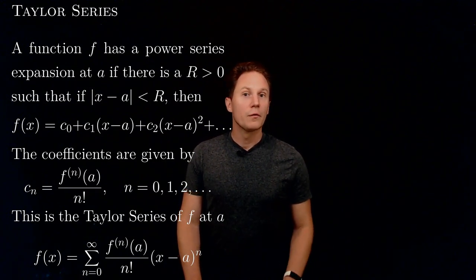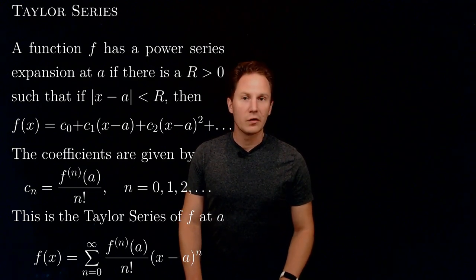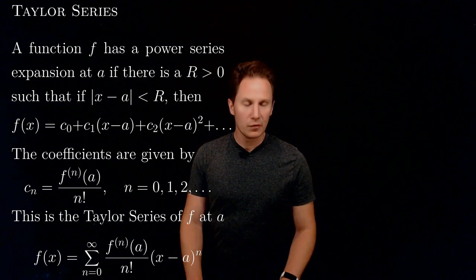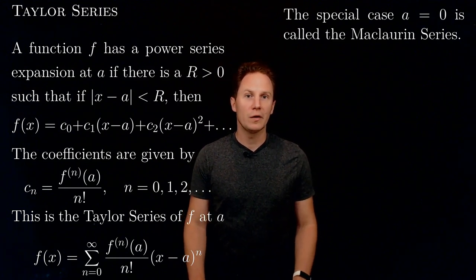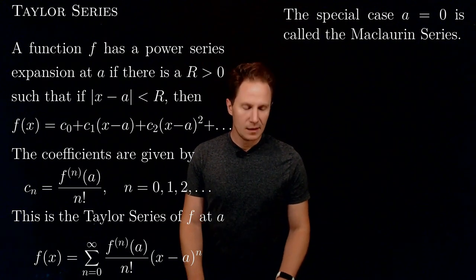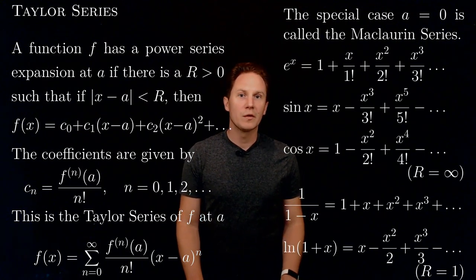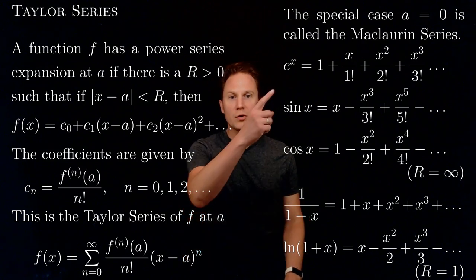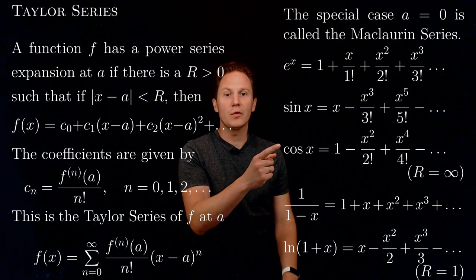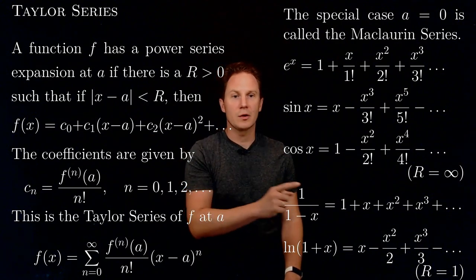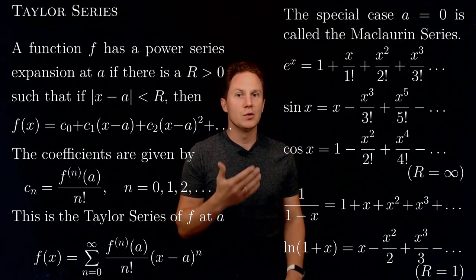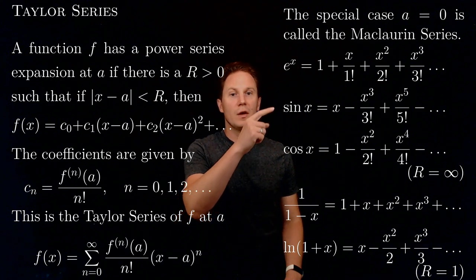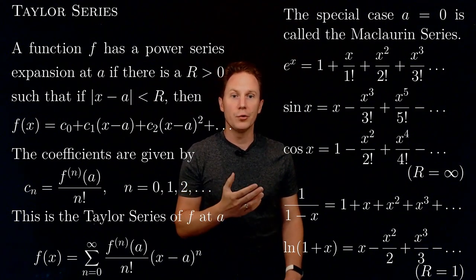There are lots of famous Taylor series, or Taylor series of famous functions. There is a special case when a is equal to 0. We refer to the Taylor series as the Maclaurin series. Let me now list some famous important Maclaurin series for the exponential function, the sine function, and the cosine function. For all three of these functions, this number r can be as large as you want, and for every x, these expansions hold true.